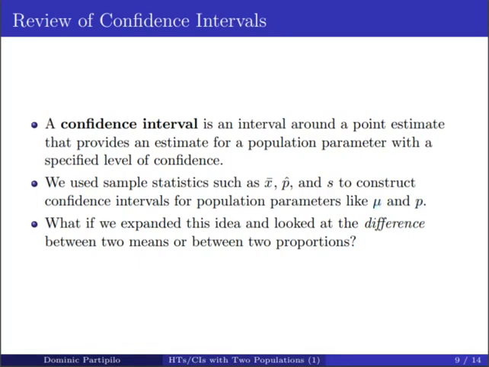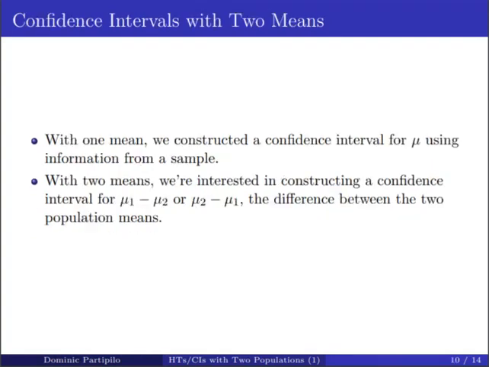So what if we took this idea and instead looked at the difference between two means or between two proportions, like with the hypothesis testing? So remember, with one mean, we constructed a confidence interval for mu, but with two means, we're interested in constructing a confidence interval for either mu1 minus mu2 or mu2 minus mu1, which is just the difference between those two population means.